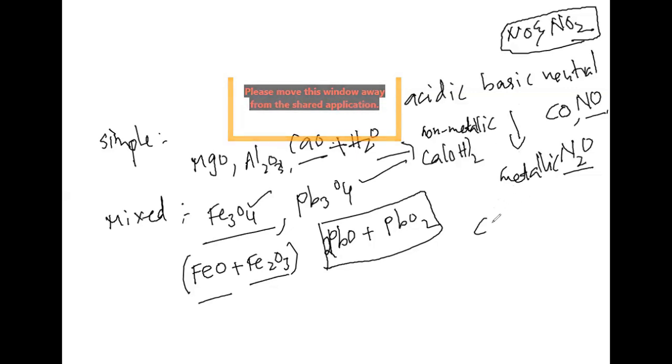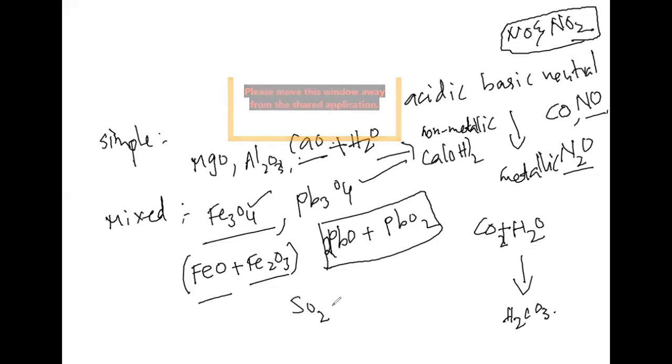Now CO2, a non-metallic oxide. What is happening when it reacts with H2O? It gives H2CO3 as the product, right? Metallic oxides are basic in nature, and the best example is CaO. CO2 is the acidic oxide, which is a non-metallic oxide.